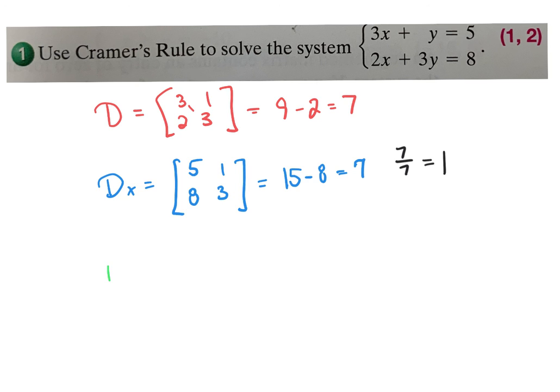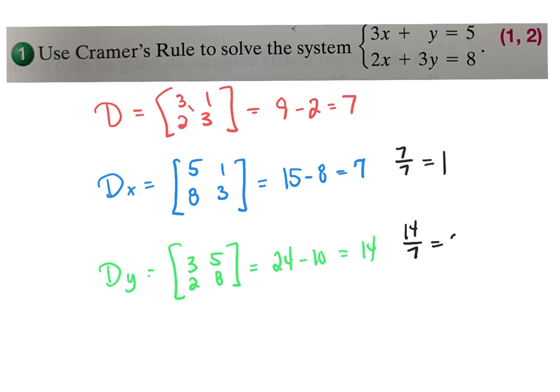And then we have our y one as well. 3, 2, 5, 8. So we have 24 minus 10. That's going to be 14. So this one's going to be 14 divided by 7.